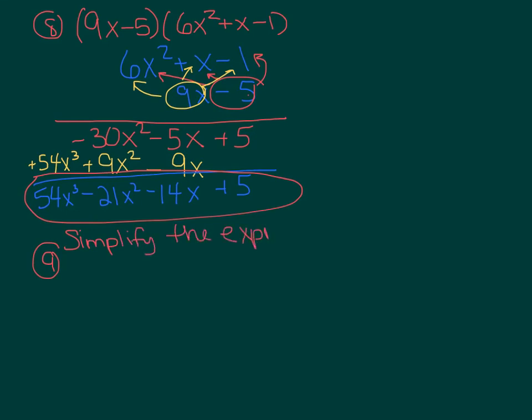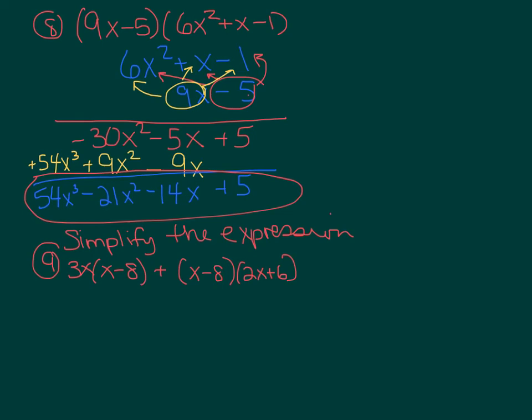So I'm going to say simplify the expression. The first one I have is 3x times the quantity x minus 8 plus x minus 8 times 2x plus 6. Now, if you are feeling good about this, go ahead and try it on your own. If not, I'm going to do it right now.